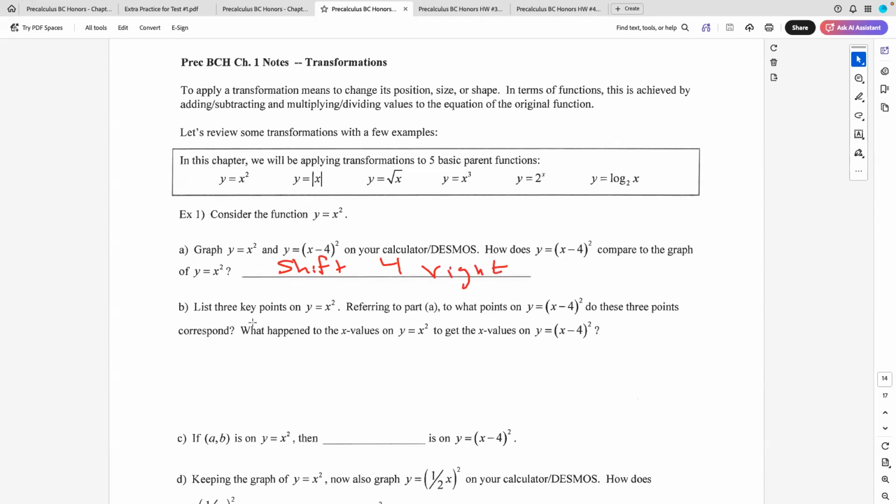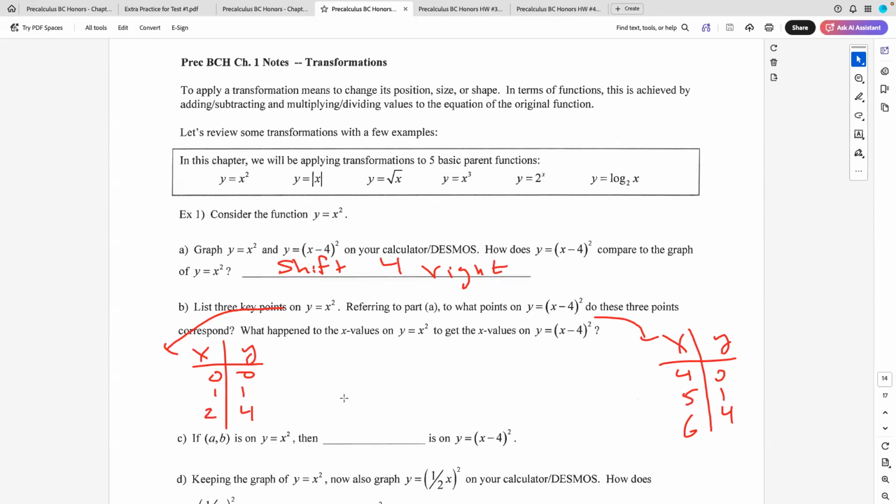So if you list three key points in y equals x squared, for example, I could do (0, 0), (1, 1), and (2, 4). So I just did the right side of the parabola, right? So how do they correspond over here? What would I do? I would, what guys? Yeah, (4, 0), (5, 1), (6, 4).